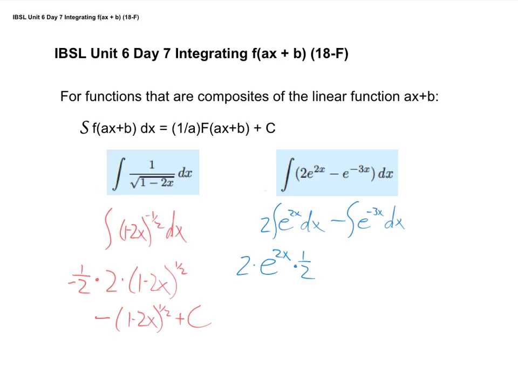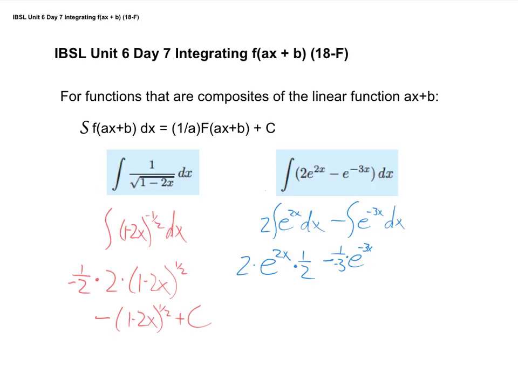Alright, so now we have to handle this e to the negative 3x. So it's minus the integral of e to a power, so it's e to the negative 3x. But since we had that negative 3x, the linear exponent, how do we handle it? Negative 1 over 3. Very good. We're going to multiply by a negative 1/3.